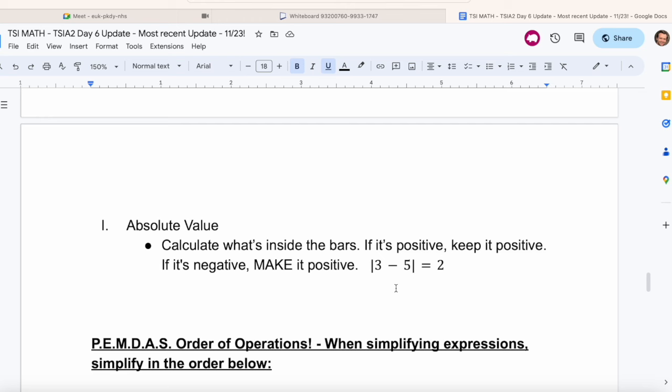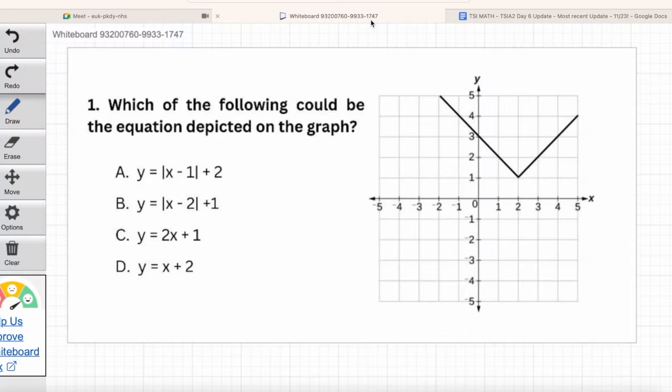Yes. Okay. If it were parentheses, not those straight bars, then it would be negative 2, of course. But with those straight lines, just make sure it's positive. Basically, calculate what's inside the bars. Whatever comes out of that is going to have to be positive. Does that make some sense? Yes. Okay, great. So let's go back to the question up on the whiteboard.